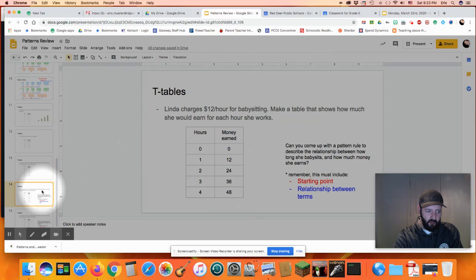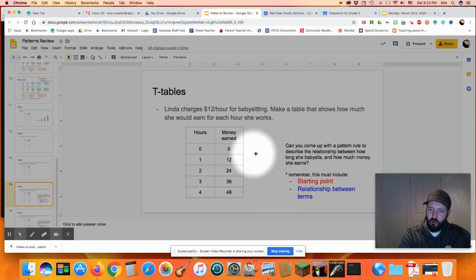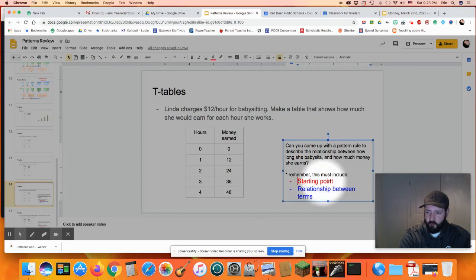But before I let you go here, I just want to try to connect all of the information that we've learned through this review lesson. So to finish off here, I'm just going to ask, can you come up with a pattern rule to describe the relationship between how long she babysits and how much money she earns? Something important to remember is that this pattern rule must include the starting point and the relationship between the terms. So let's give you a few seconds here and see what you can come up with.